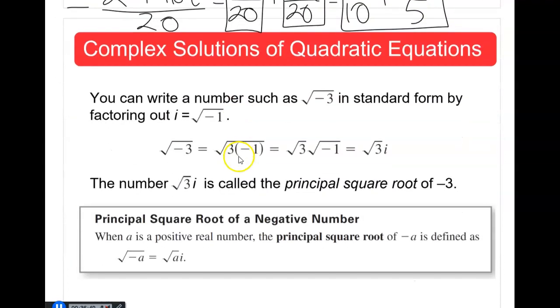Okay, so complex solutions of quadratic equations. So this is one of those where we will only use the principal square root, and that will be the positive square root.